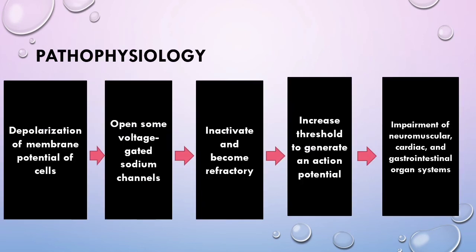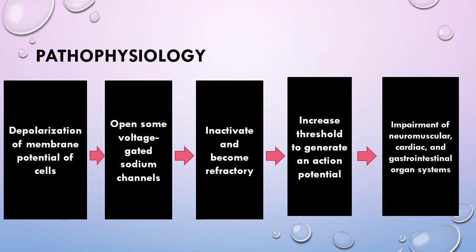Pathophysiology. Increased levels of serum potassium results in depolarization of the membrane potential of cells. This depolarization opens some voltage-gated sodium channels, but not enough to generate an action potential. After a short while, the open sodium channels inactivate and become refractory, increasing the threshold to generate an action potential. This leads to the impairment of neuromuscular, cardiac, and gastrointestinal organ system.